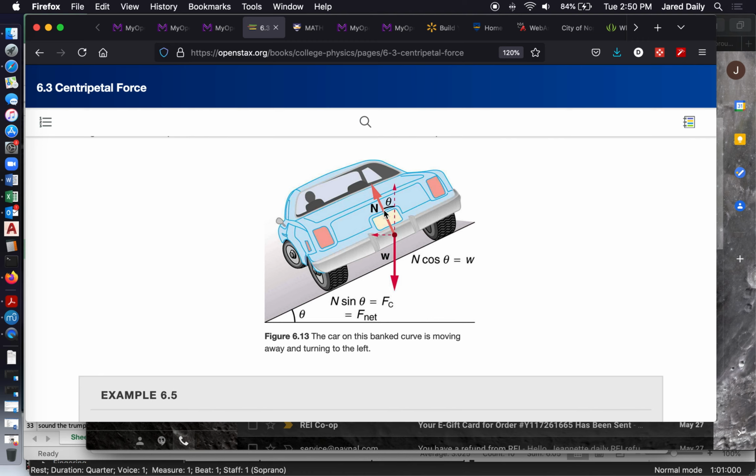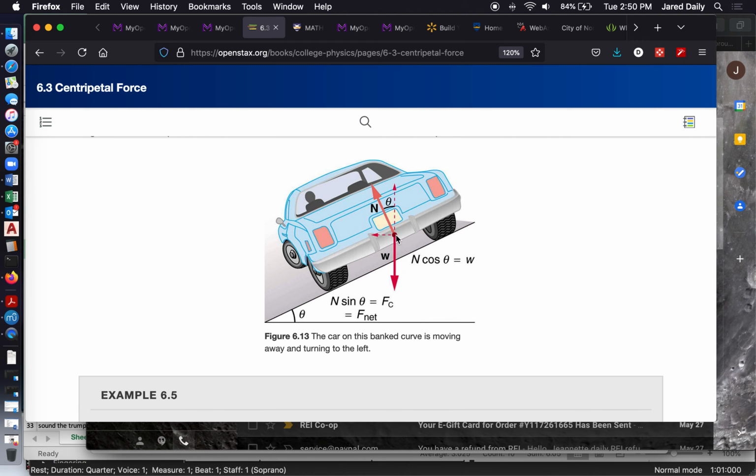And only part of the weight is actually, the weight here is essentially doing two things.